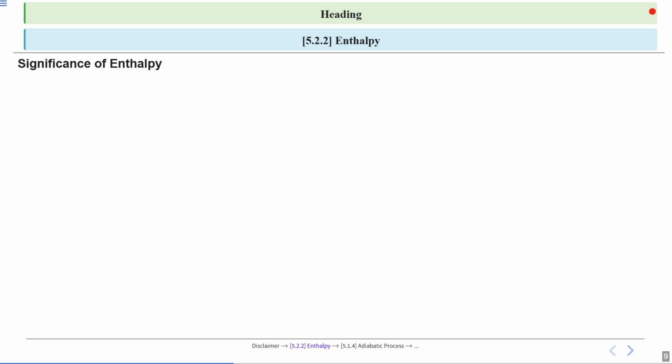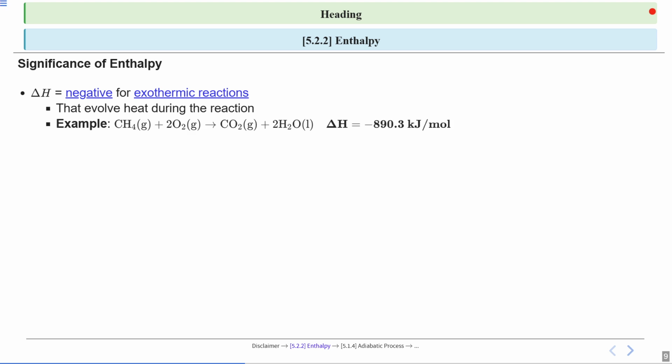Now, what is the significance of this enthalpy? Two important significances are there. First, if your delta H is negative, then your reaction is exothermic. What is the meaning of exothermic? It means that heat is evolved or released during the reaction. We can take an example: the combustion of a hydrocarbon such as methane will give you some amount of heat. We represent that heat with a negative sign. Always for an exothermic reaction, you will take a negative sign along with the value. Here it is minus 890.3 kilojoule per mole.